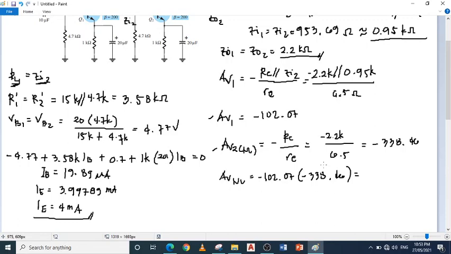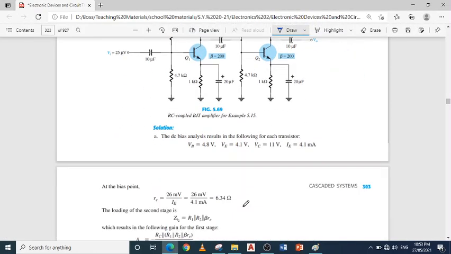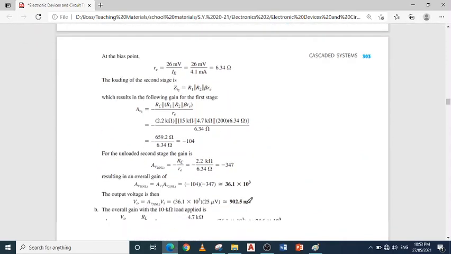Negative 102.07 times 338.46. Okay, so we have approximately equal to 34.55 kilo. Okay? Yan yung AV and L natin. So, let's compare kung medyo malapit nga ba. Okay, so 34. So, 36. Okay.